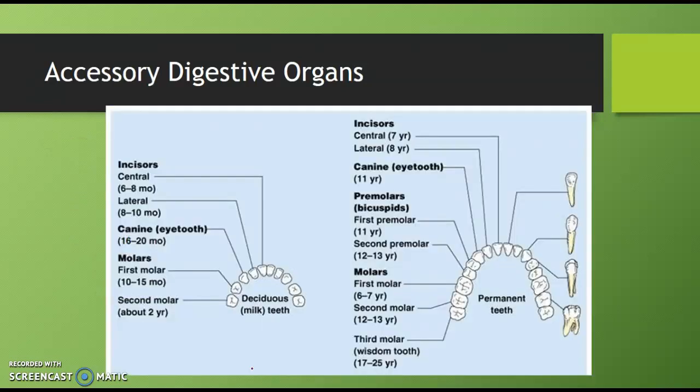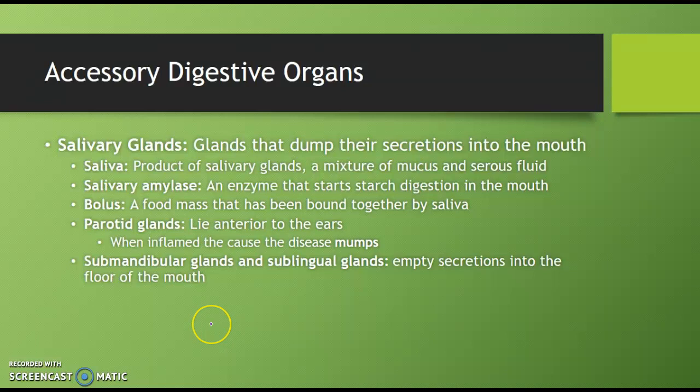We're not really going to get into what teeth are made of, etc. That's a little bit out of our scope, but just know that at first we have those milk teeth, and then as we age, we get our permanent teeth. Then we have our salivary glands, which are glands that dump their secretions into the mouth. Saliva is a mixture of serous fluid and mucus. And within that saliva is salivary amylase, which is an enzyme that helps with the digestion of starch.